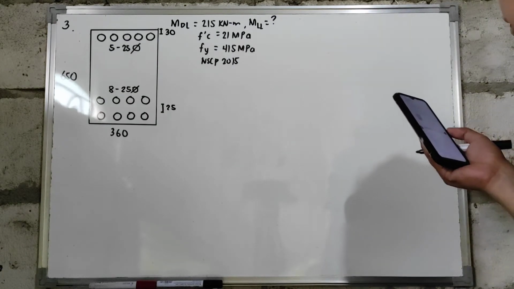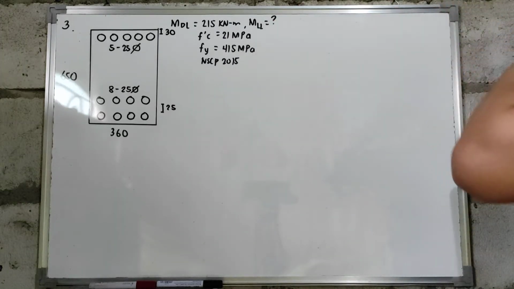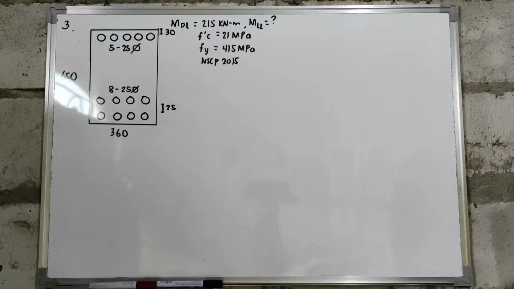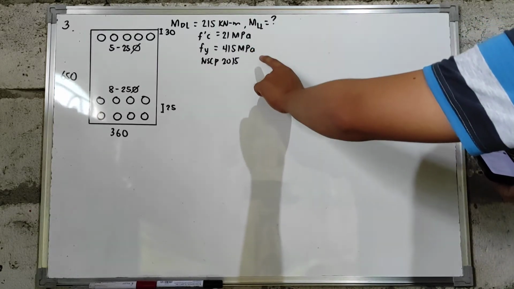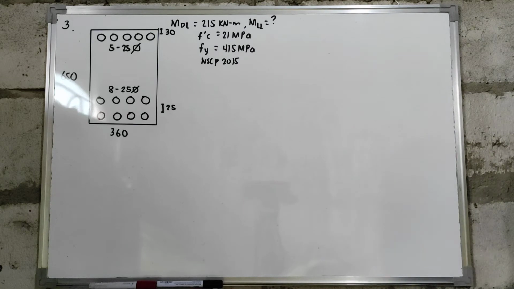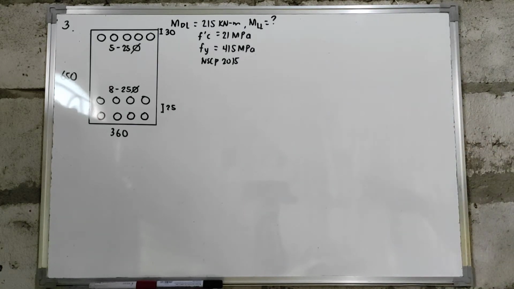What is the safe service live load moment? So hanapin natin yung live load moment natin na unfactored. Use F'c 21 megapascal. Your Fy is 415 megapascal. And use NSCP 2015 provision. So for this one, hahanapin ngayon natin yung value ng moment natin sa live load.